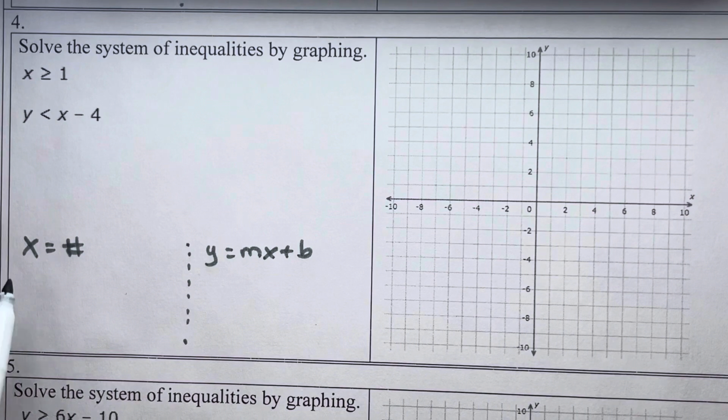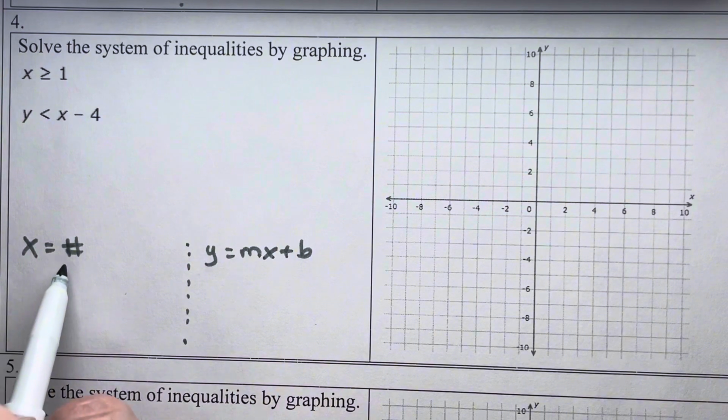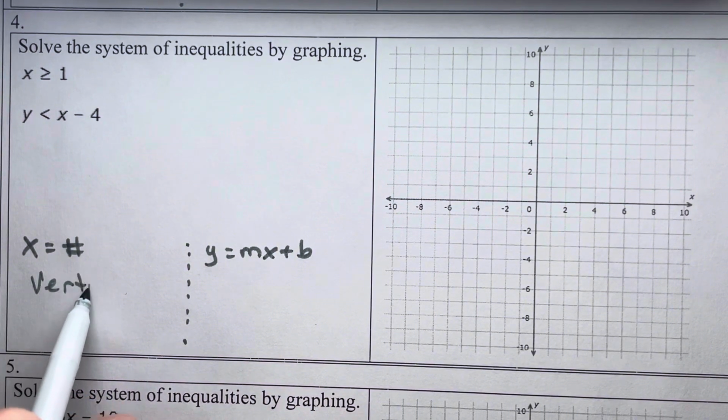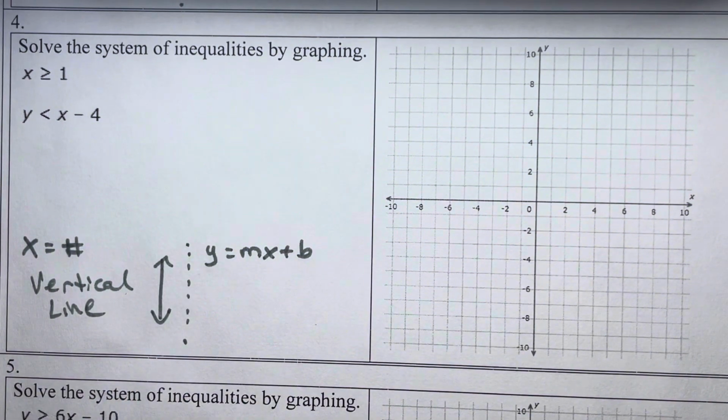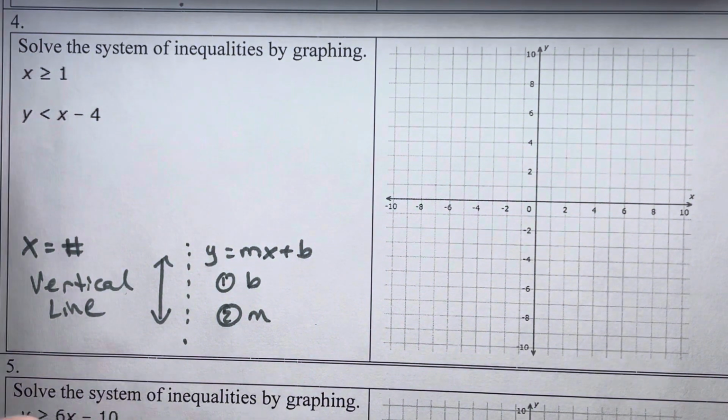Our first inequality is an x equals a number type of equation, where we remember that we have, as a result of this, a vertical line. So it'll be nice and straight, running through the x-axis. Our second inequality is of the slope-intercept type, where we know that we have to find our y-intercept and our slope to help make this line happen. All right, so let's start with the first one.